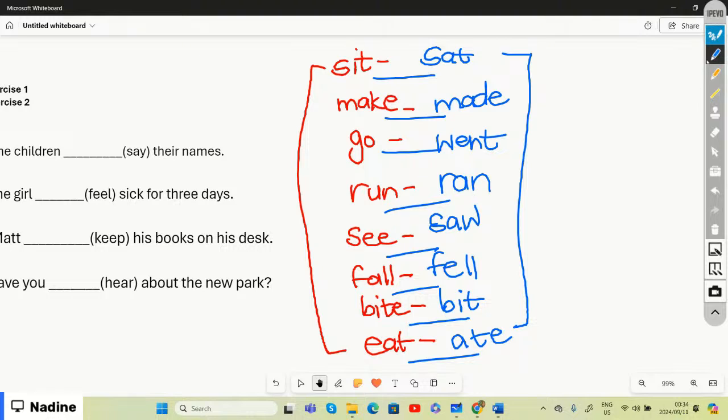Anybody? Everybody understand irregular past tense or should we go over it again?